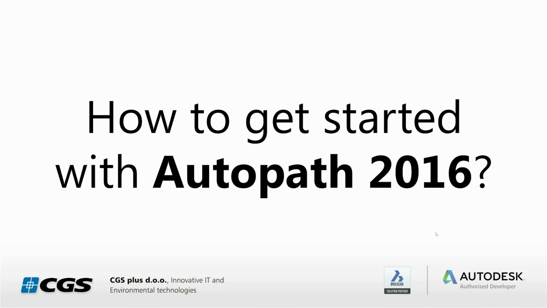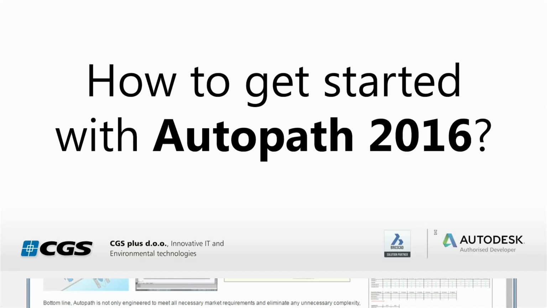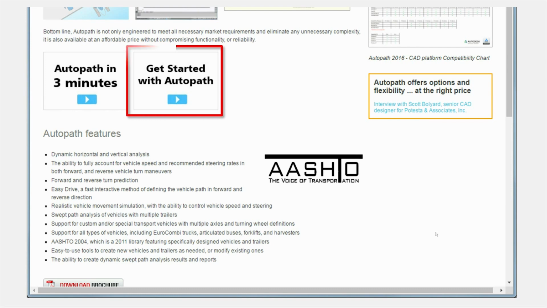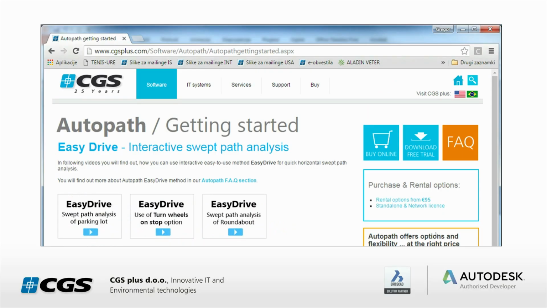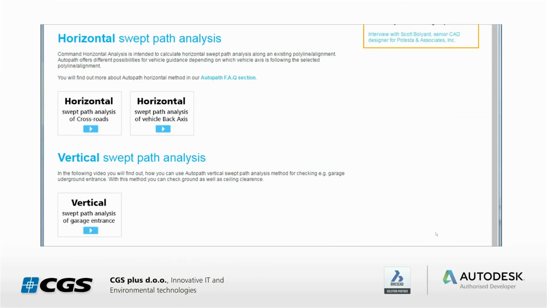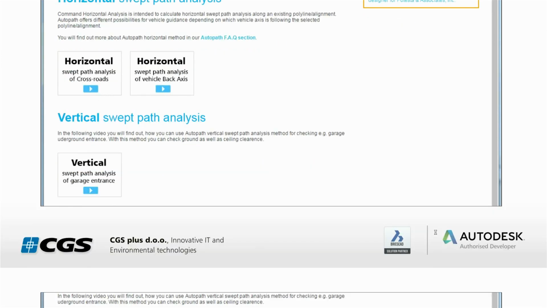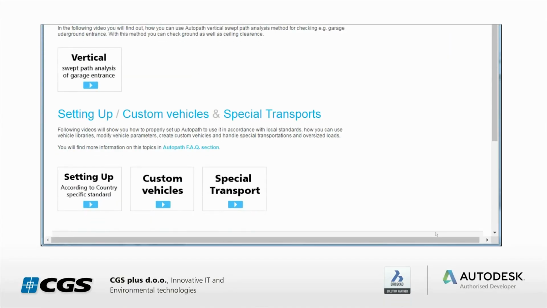To get you started, we offer several short videos which are also accessible through our web pages. These are short tutorial videos. Just go to our web page for the Autopath product and click getting started with Autopath, and you will see videos that cover everything from the easy drive through the horizontal and vertical analysis, and also cover setting up custom vehicles, special transport and handling the vehicle library.